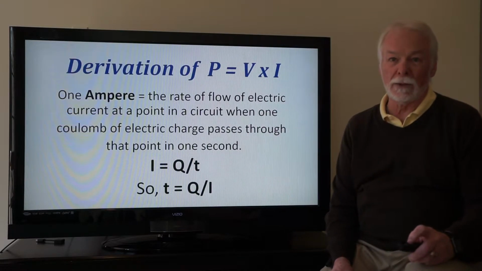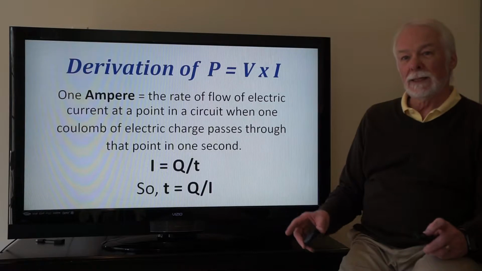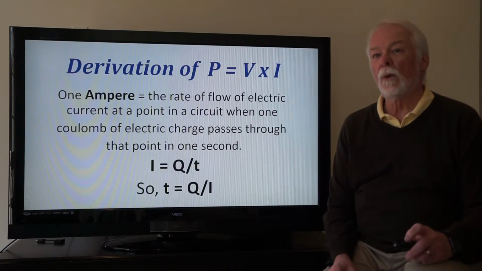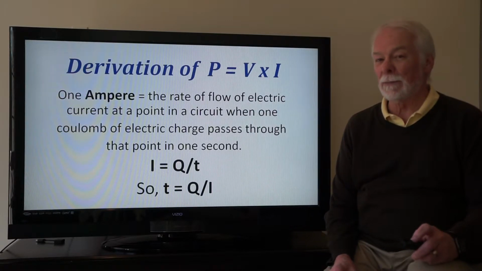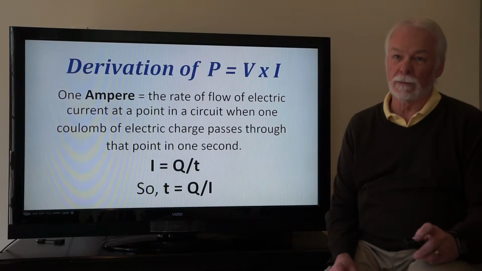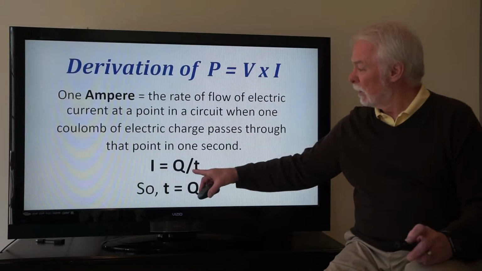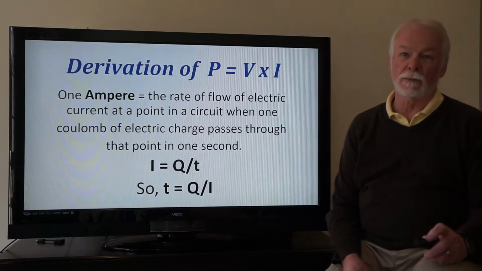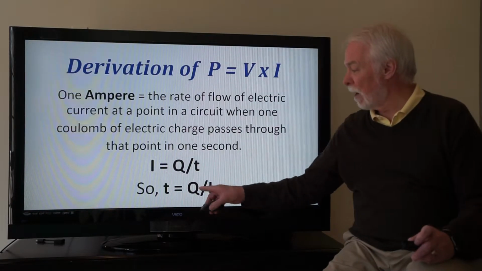As far as the ampere is concerned, it is defined as the rate of flow of electric current through a point in a circuit when 1 coulomb of electric charge passes that point in 1 second. So it's an amount of charge per unit of time. And from this definition, we'll solve for T.